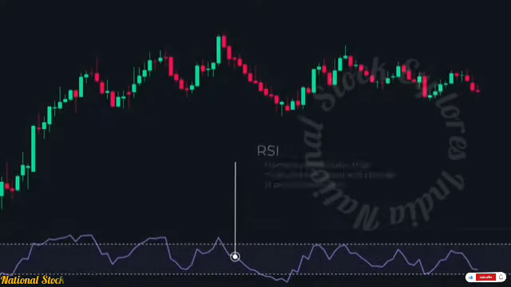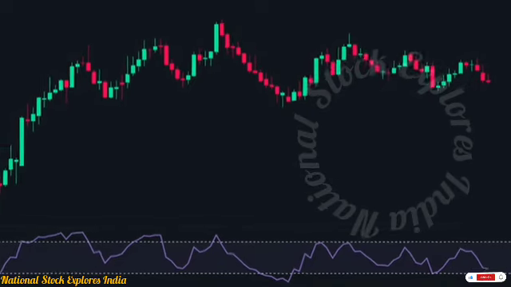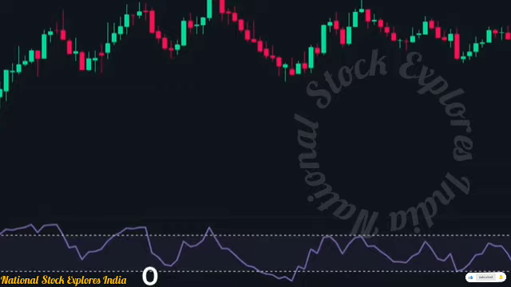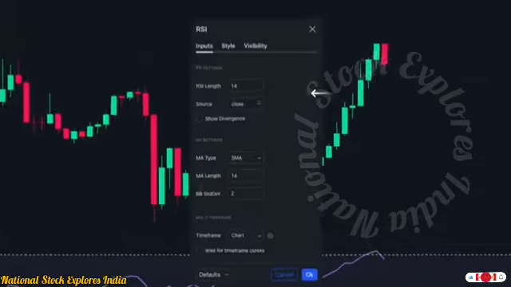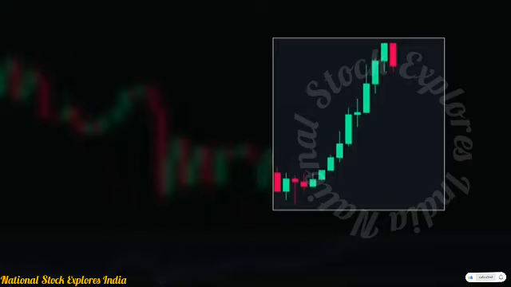Index. RSI is a momentum oscillator that measures the speed and change of price movements. Since it's an oscillator, it provides a value between 0 and 100. With the default settings of 14 period, the RSI compares the current price with the last 14 bars.